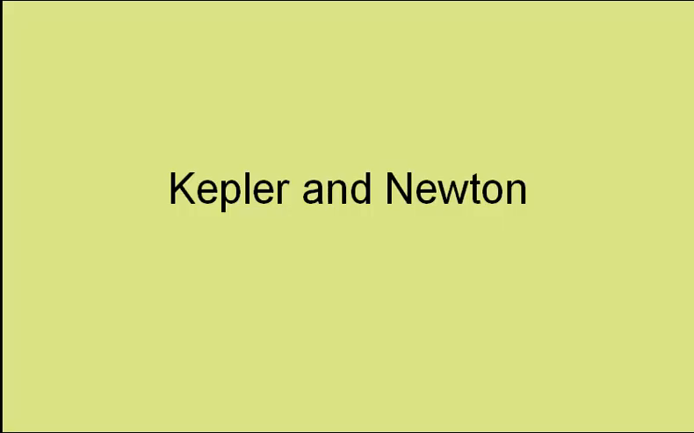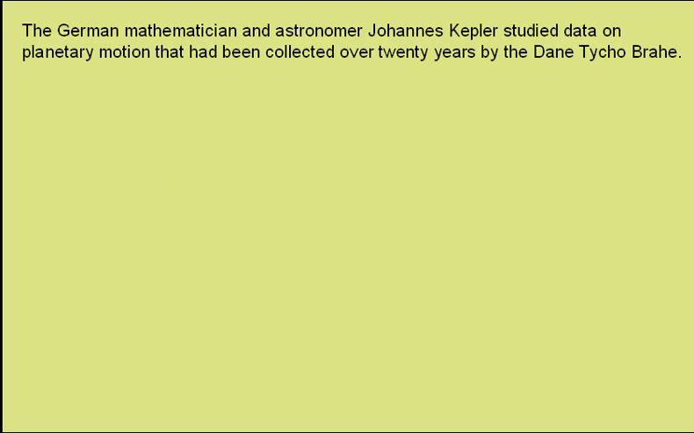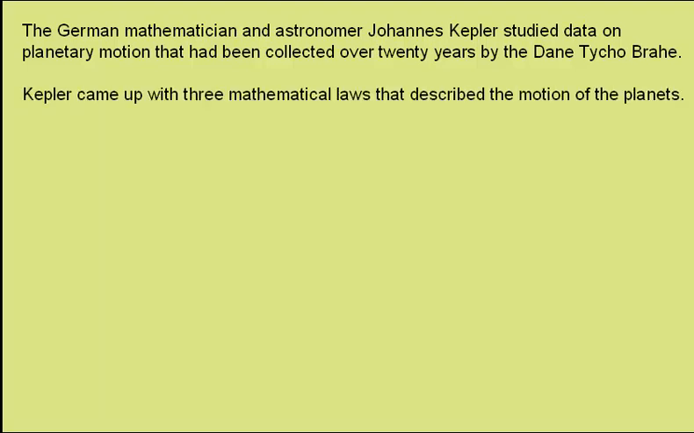Kepler and Newton. The German mathematician and astronomer Johannes Kepler studied data on planetary motion that had been carefully collected over a 20-year period by the Dane Tycho Brahe. Brahe was a very colourful character, and if you ever get time, it's well worth finding out something about his life. Kepler came up with 3 mathematical laws that describe the motion of the planets.